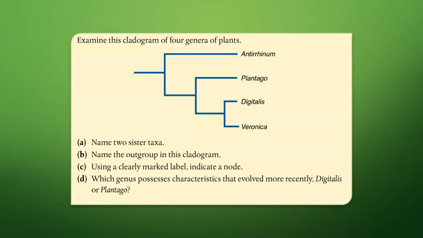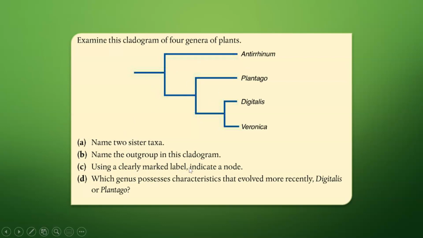Okay, we've got another cladogram here of 4 genera of plants. First of all, you've got to name the 2 sister taxa. That'd be the Digitalis and the Veronica. Name the outgroup in the cladogram. So that will be Antirrhinum up there, because they are the outgroup. The rest have common ancestry.